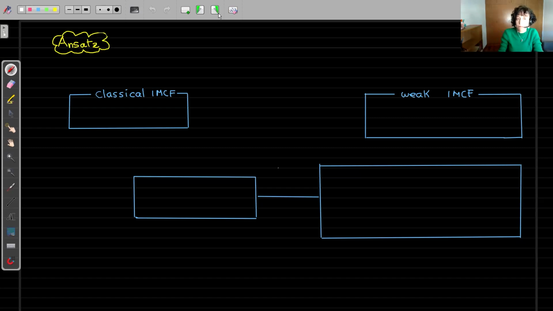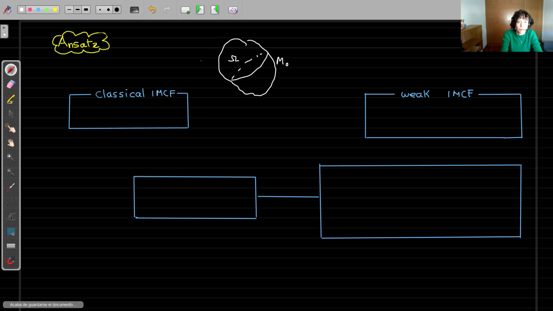So let me start with the very basics. Imagine a hypersurface, we have M0, a compact hypersurface enclosing a bounded domain, everything in Rn. And any point, I can move it in the outward normal direction with velocity given by 1 over the mean curvature.